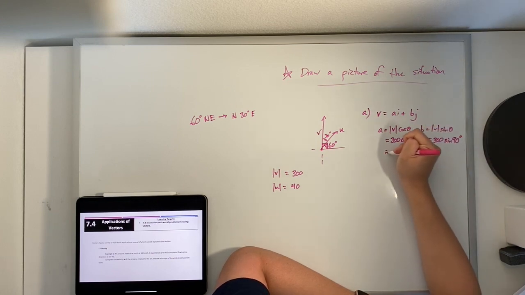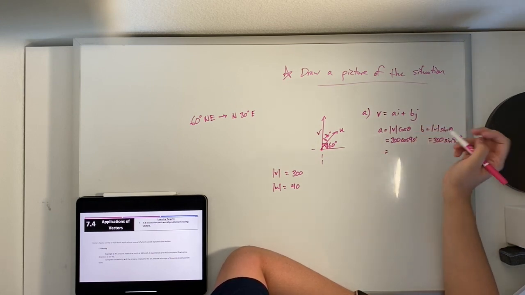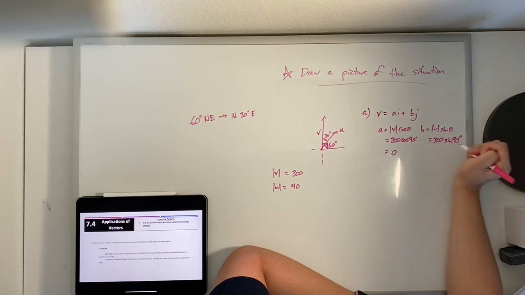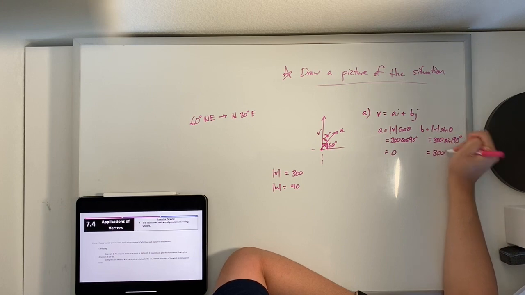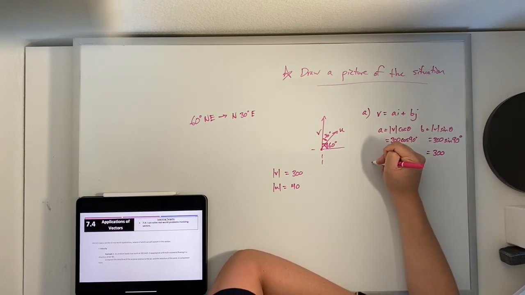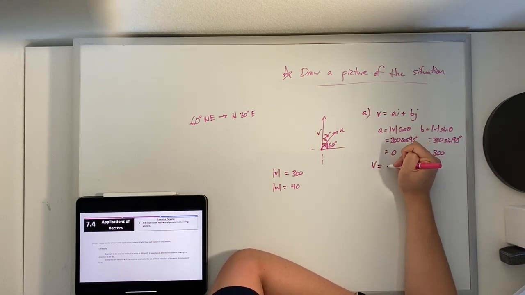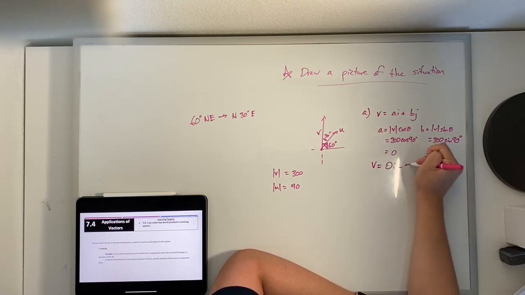What is the cosine of 90 degrees? It is 0. So our horizontal component is 0, and the sine of 90 degrees is 1. So our vertical component of velocity v is 300. So our velocity v vector is 0i plus 300j.